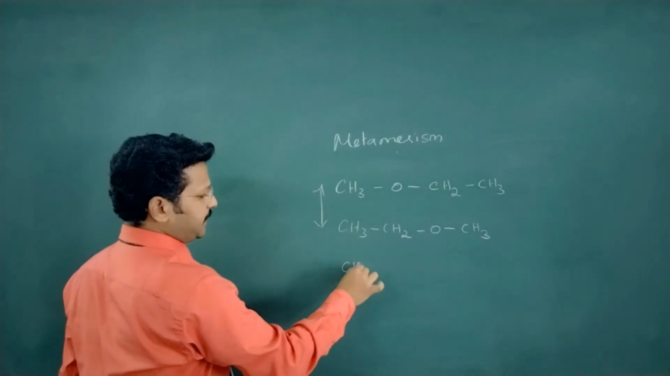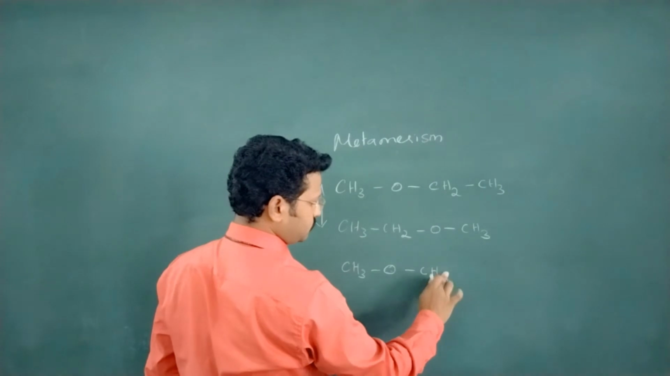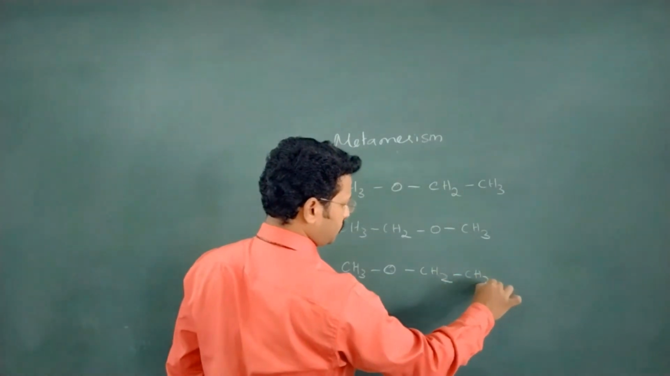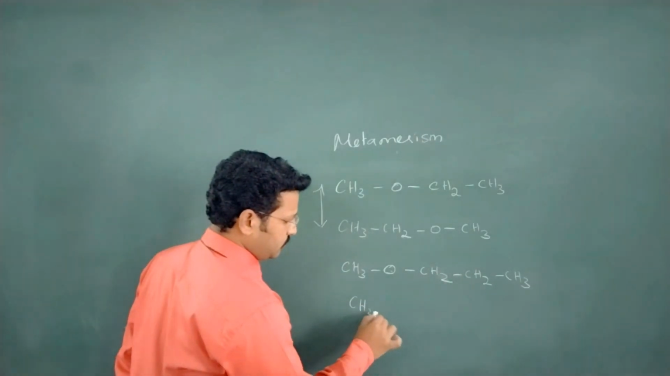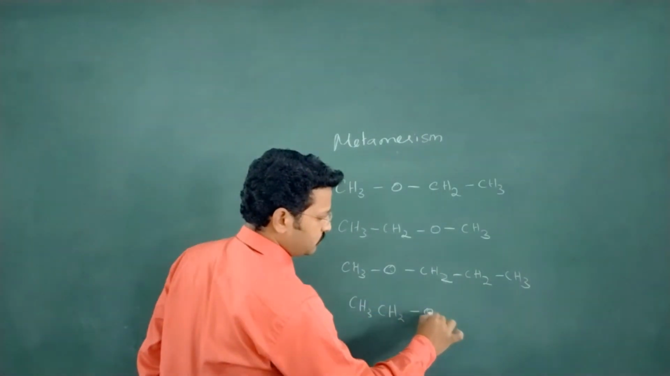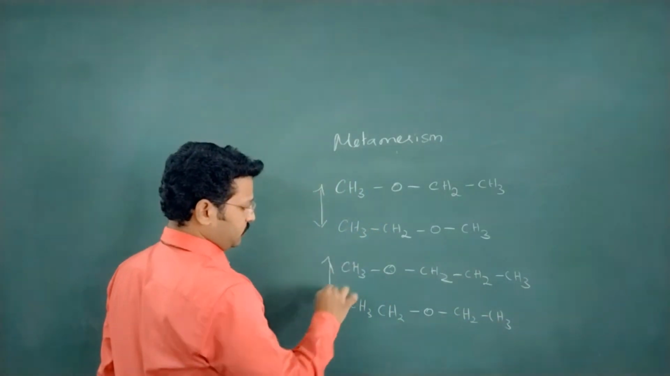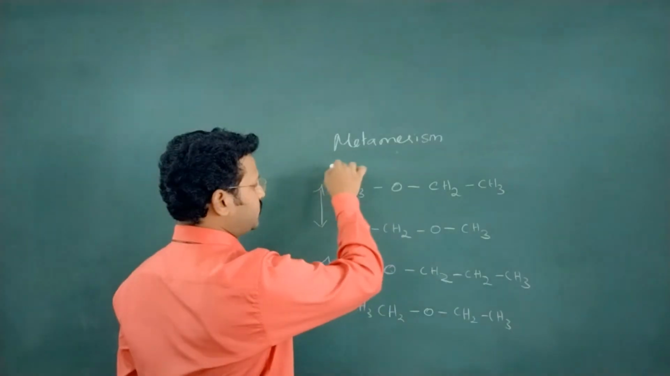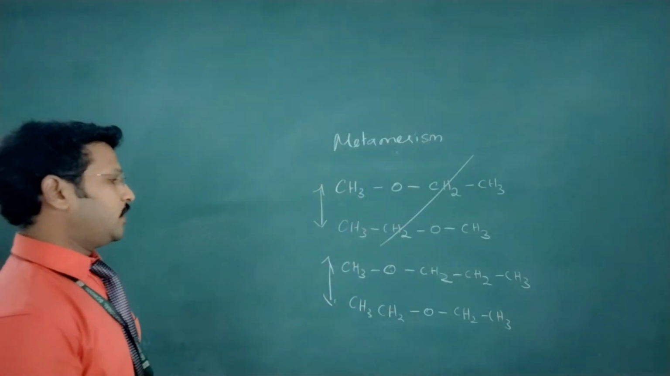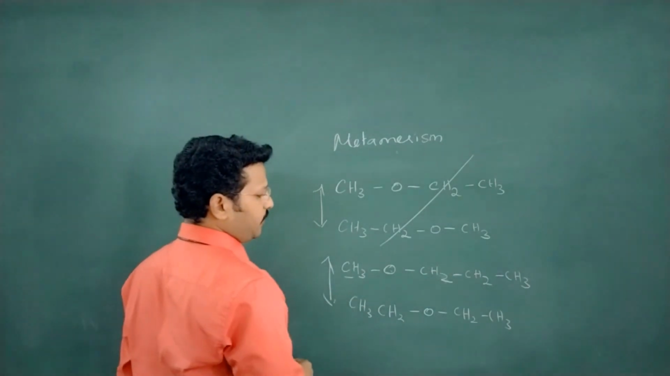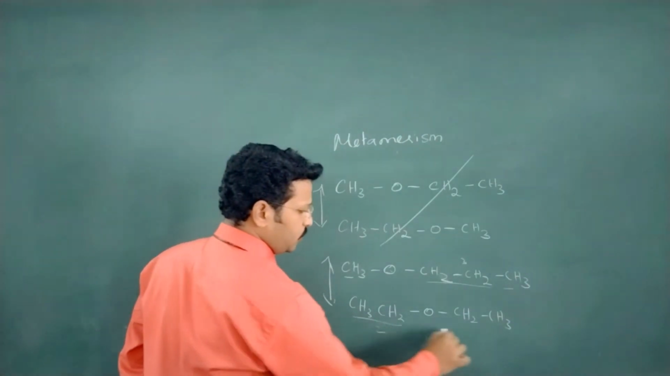For example, I am taking the next carbon, we are having this compound. These two compounds are metamers. So these both will not be metamers, but you can identify here. Here we are having one carbon atom, and here three carbon atoms on either side, and here two, and here two.